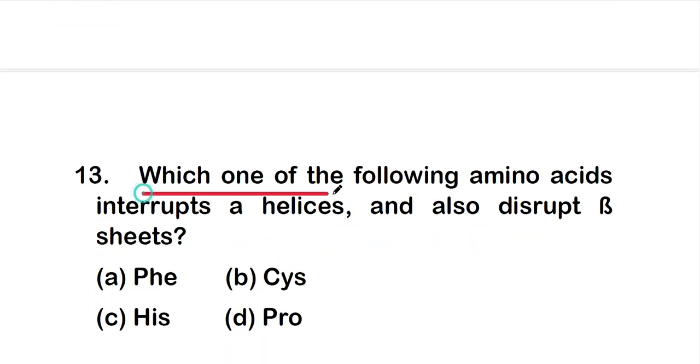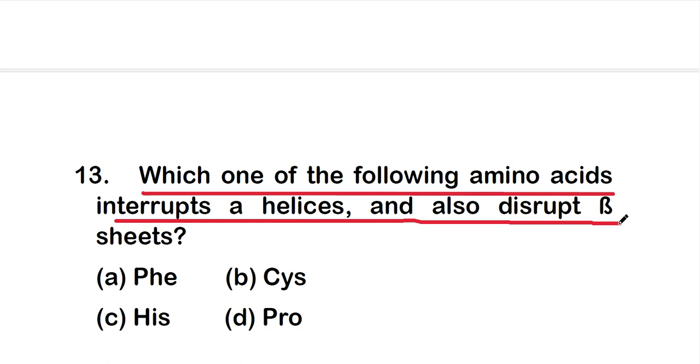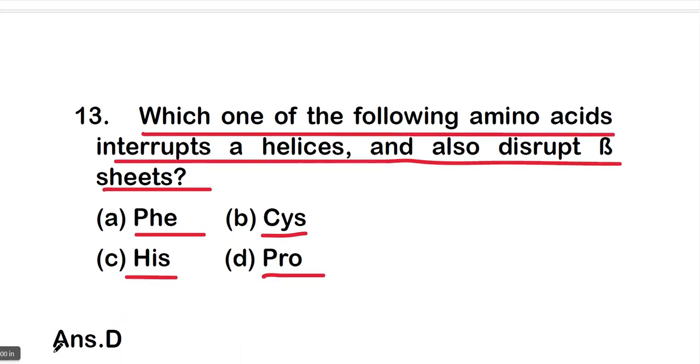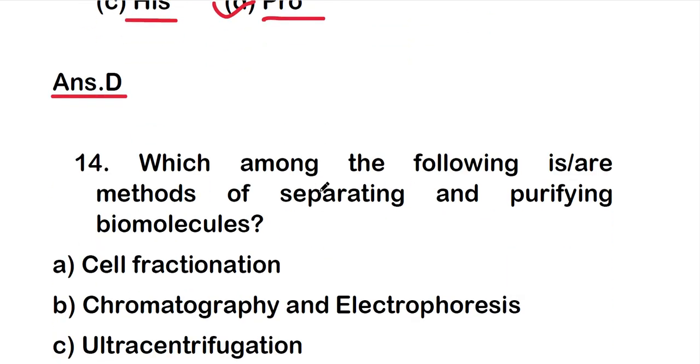Which one of the following amino acids interrupts alpha helix and also disrupts beta sheet? The options are PHE, that is phenylalanine, or cysteine, or histidine, or proline. And the right answer is option D, that is proline. So proline, which is an amino acid, interrupts alpha helices and also disrupts beta sheet. Okay, so let's move on to the next question.